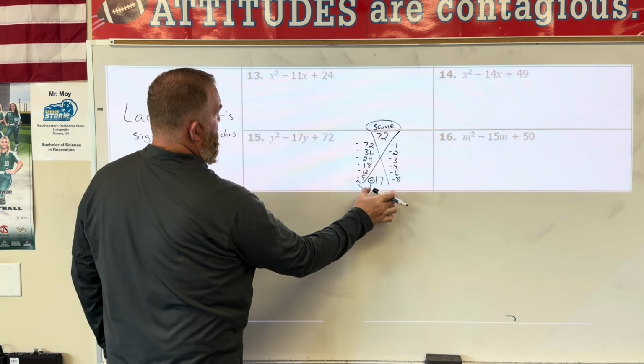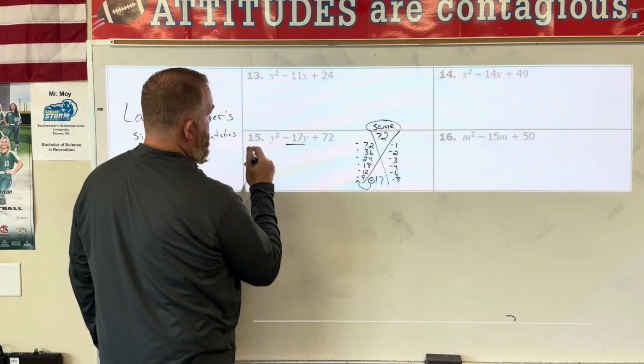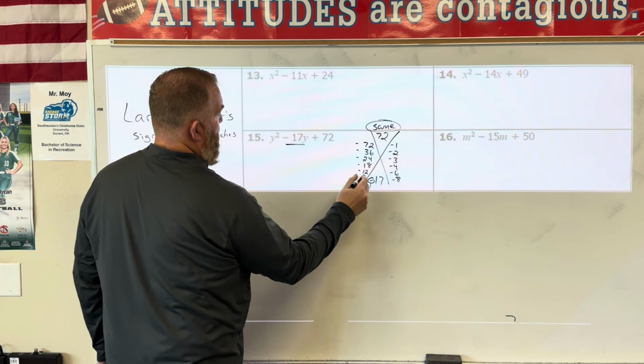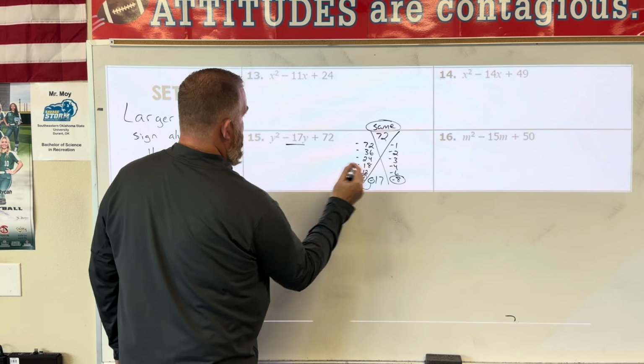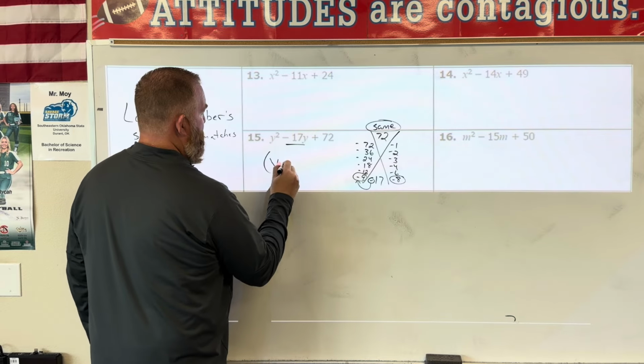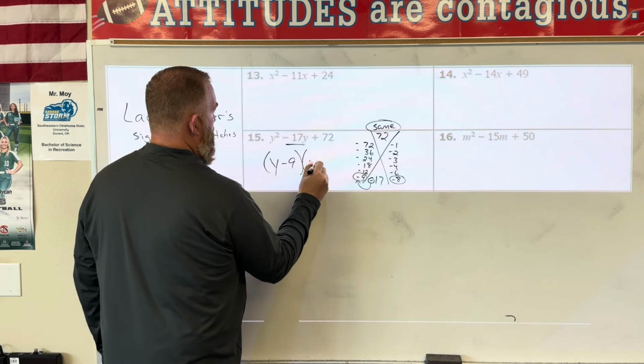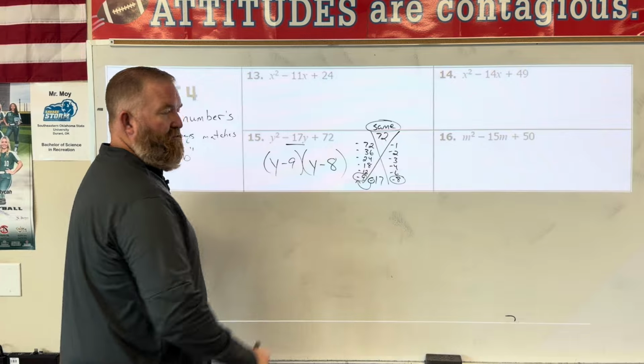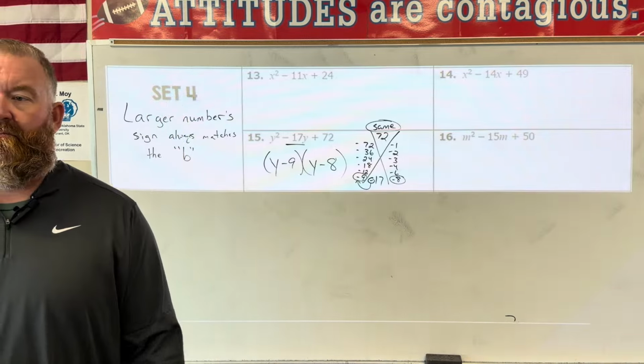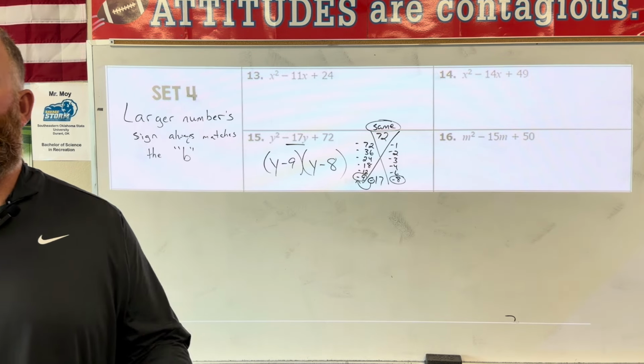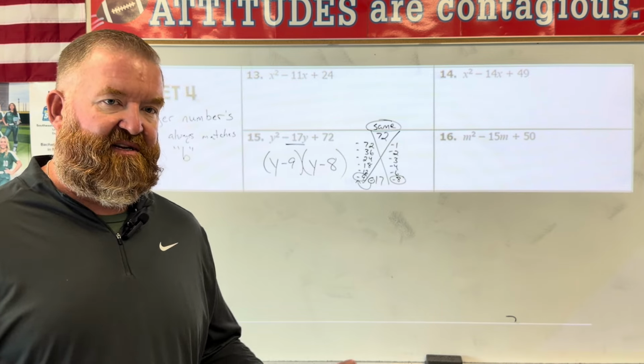Now, what combination? We already know the 72s. Which ones add up to be negative 17? Negative 9 and negative 8. So y minus 9, y minus 8. We're done. They multiply to be positive 72, but when you add them together, it's negative 17.